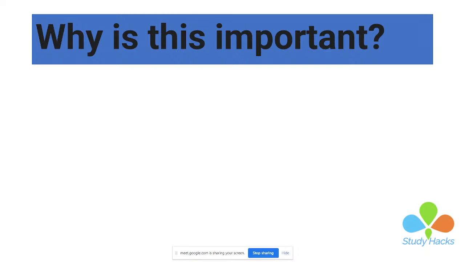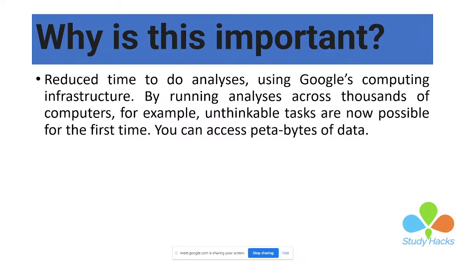But when you use the Google Earth Engine platform, you don't need to download any software. You don't need to download any satellite imagery, because we can easily access all of the satellite data using the Google Earth Engine platform. You just write your code and then you get the result. So first of all, it's important because it reduces your analysis time. We can easily access petabytes of data using this platform.